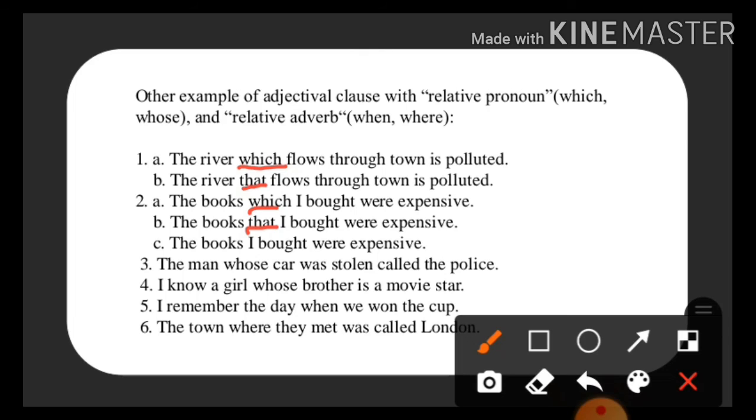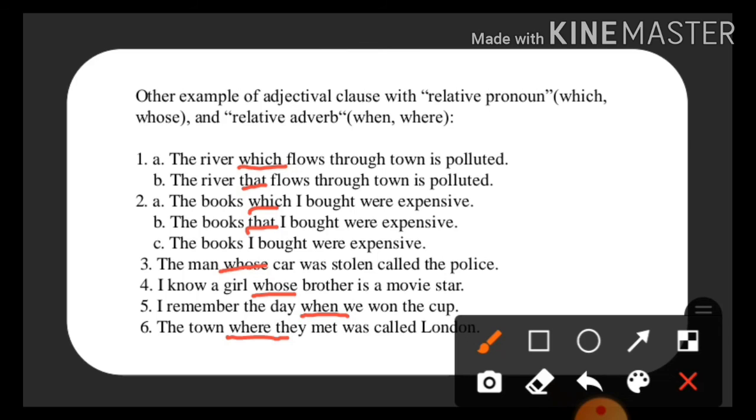And then the third example. The man whose car was stolen called the police. Jadi whose di sini fungsinya sebagai relative pronoun. And then the fourth example, I know a girl whose brother is a movie star, whose-nya sebagai relative pronoun. And the fifth example, I remember the day when we won the cup. When di sini fungsinya sebagai relative adverb. And the last is the town where they met was called London, where di sini sebagai relative adverb.